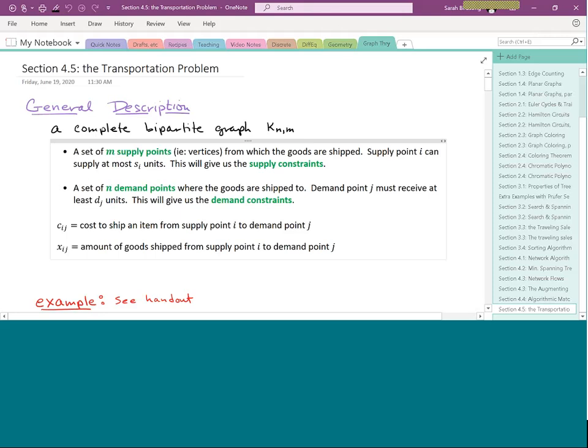Okay. In terms of notation, there are two notations to worry about. One is X with subscript IJ. This is the same as what we talked about in the PDF example we just looked at. This is the amount of goods that are shipped from supply point I to demand point J. The second notation that we're going to use is the same notation we use in the traveling salesman problem. So we have a cost C, subscript IJ, and this is the cost that is involved to ship some item from supply point I to demand point J.